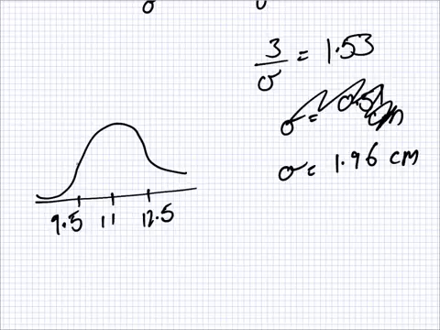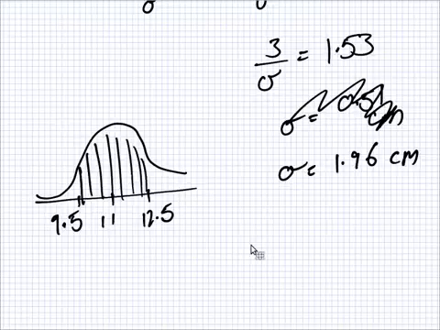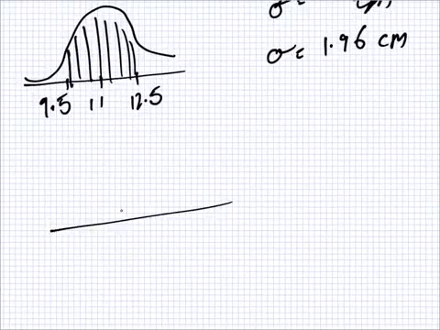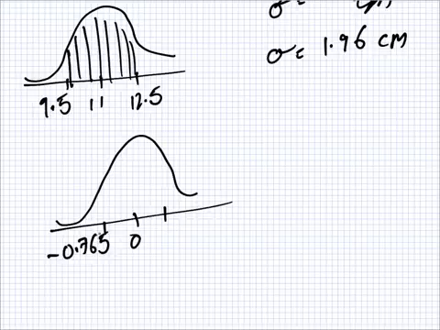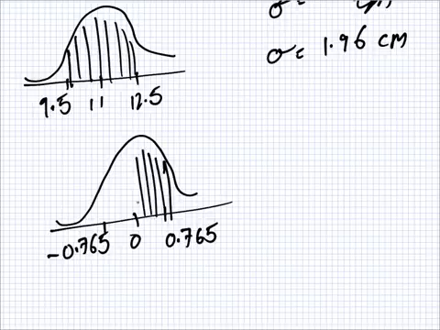Right, so the next part is they want the probability of being between these two numbers. If we Z transform again, this will be a 0, and this will be 9.5 minus 11 divided by 1.96. So that's minus 0.765. 12.5 minus 11 divided by 1.96 is 0.765. And we want this area here between the two.